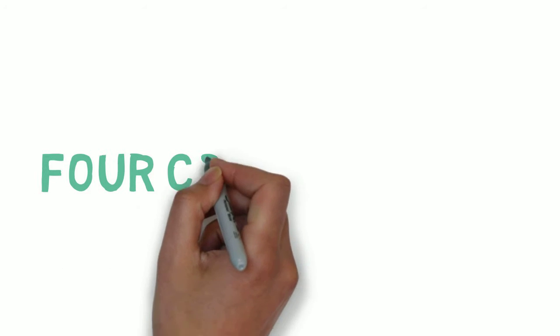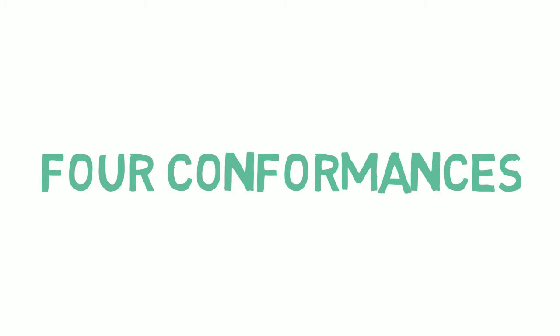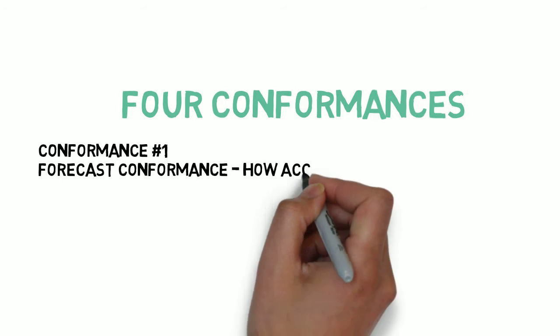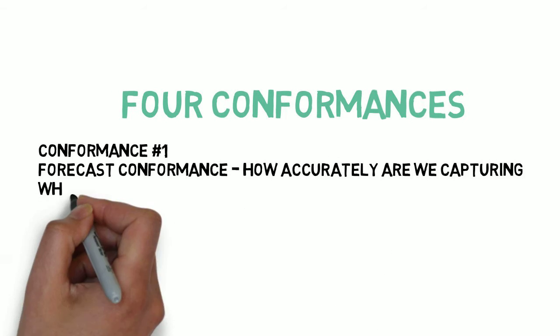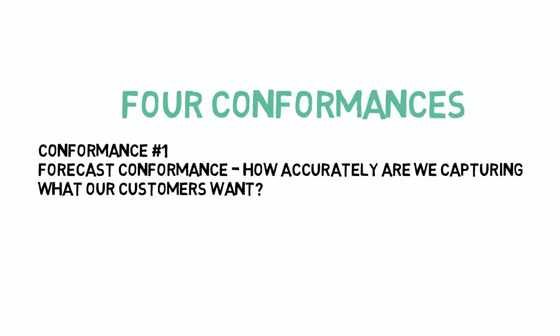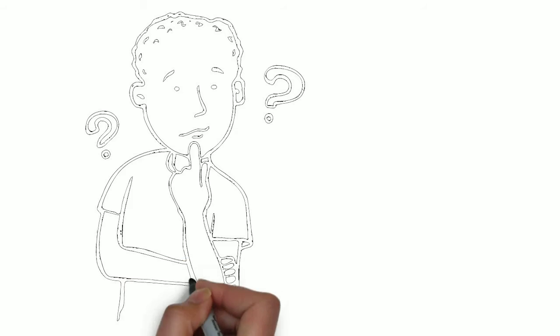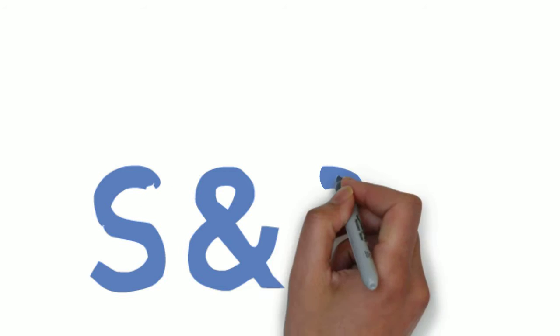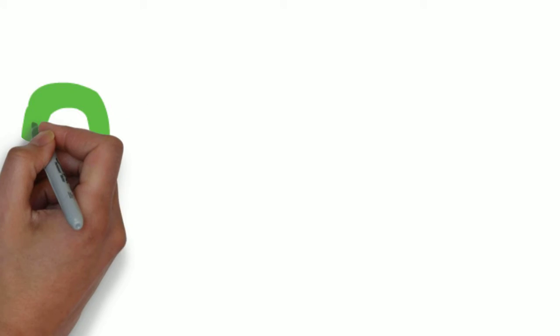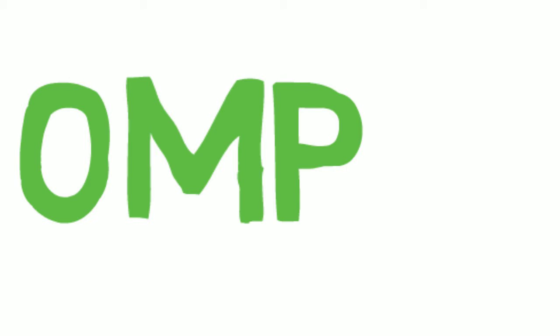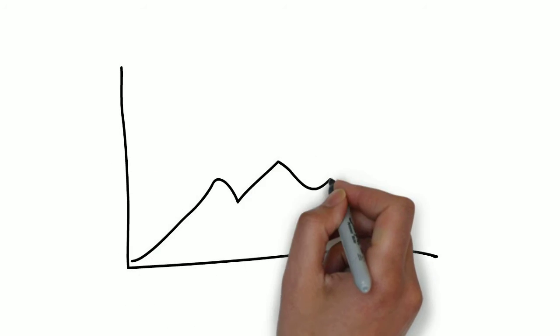To act on our hypothesis, the team developed the concept of the four conformances. They started with conformance number one, which was our forecast conformance. This measures how accurately we're capturing what our customers want. If we don't have a good demand signal going to the planners, they won't know what to produce. The demand team worked on improving our forecast accuracy through the S&OP process, as well as utilizing our newly implemented OMP software. Using this conformance, accuracy improved by greater than 2 percentage points in 2016.